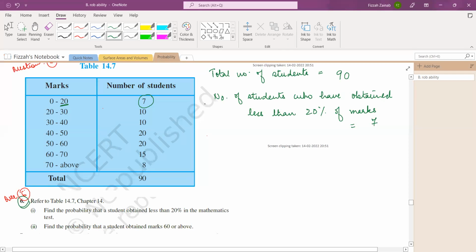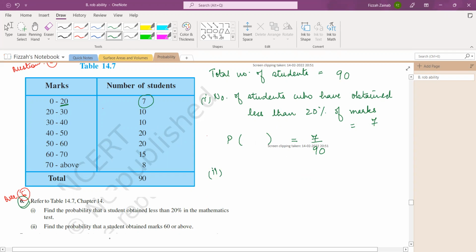Right. So therefore the probability is equal to, you can write that the student has obtained less than 20% of marks. That is equal to 7 divided by 90. So it cannot be reduced further. Right? Yes, ma'am.